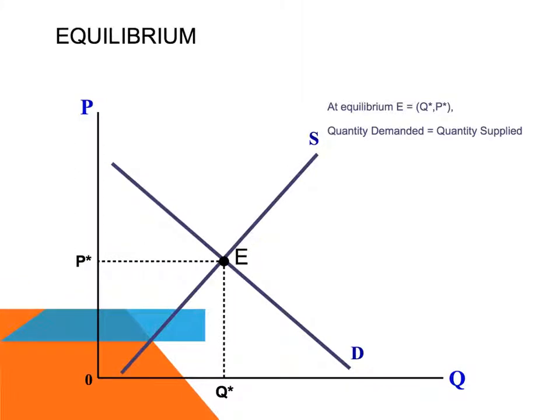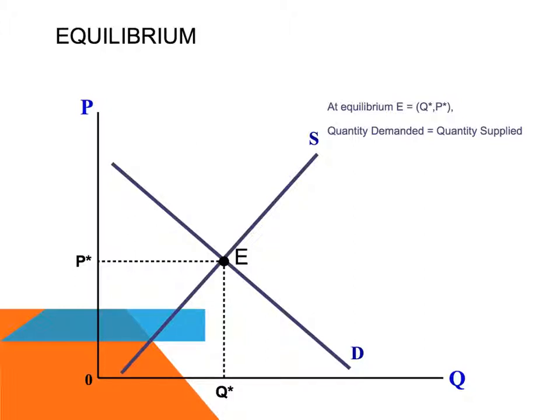So all markets tend to go to equilibrium. That's the second principle of economics. What we call equilibrium is the point where quantity supplied equals quantity demanded, also known as the point where the supply curve intersects the demand curve. Equilibrium is a point that makes the market efficient because no one can be better off without making someone else worse off.